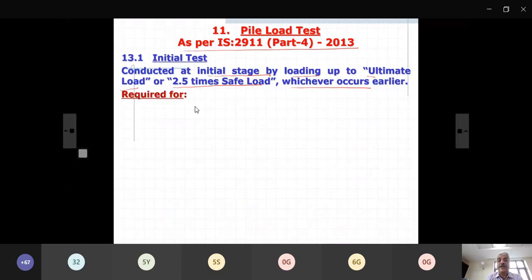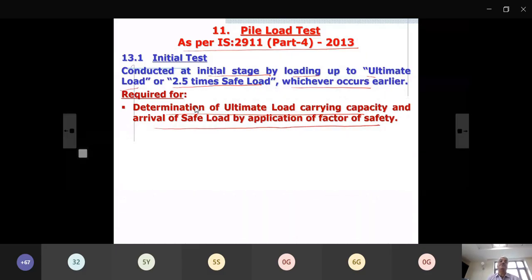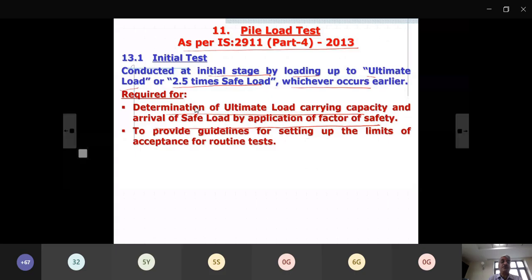And why is the initial test required? Number 1, you determine the ultimate load carrying capacity and arrive at the safe load by application of a factor of safety. You determine the ultimate load carrying capacity of this pile, and divided by a suitable factor of safety, you will get the safe load. That's the purpose of the initial pile load test, one purpose.